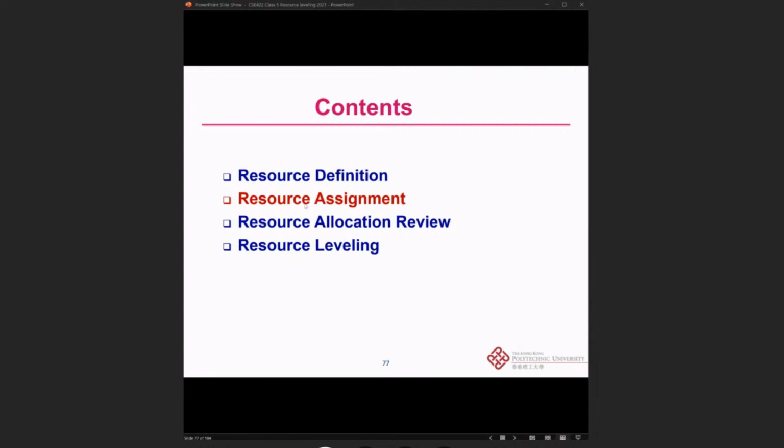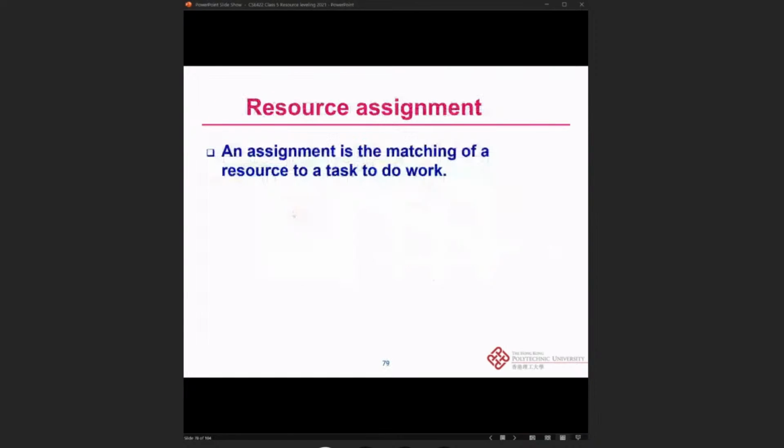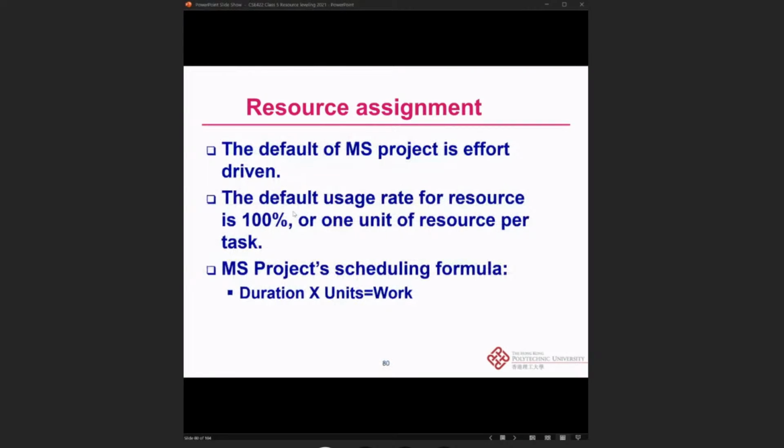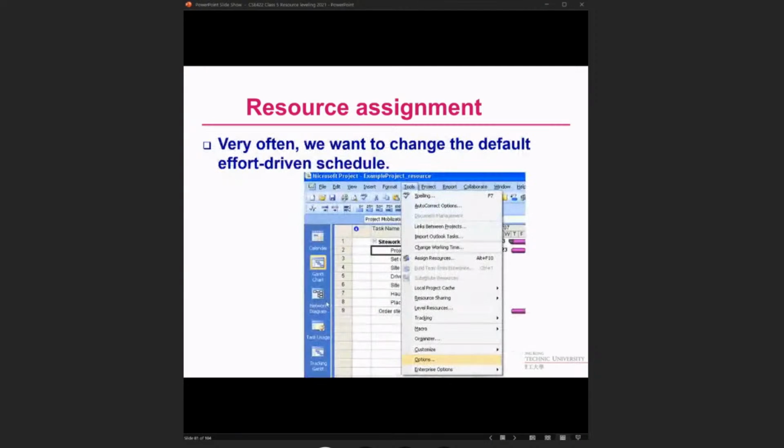And then, when you have input all the resources to define them in the software, now you can try to assign them. The assignment is the matching of the resources to a task to do the work. So now you also need to create another worksheet for that. The worksheet is based on the work breakdown structure that you discussed with your friends, and then created for your specific projects. The default of Microsoft Project is effort driven. So the default usage rate for the resources is 100%, or 1 unit of the resource per task. So the project schedule formula is duration times units, which is equal to work.